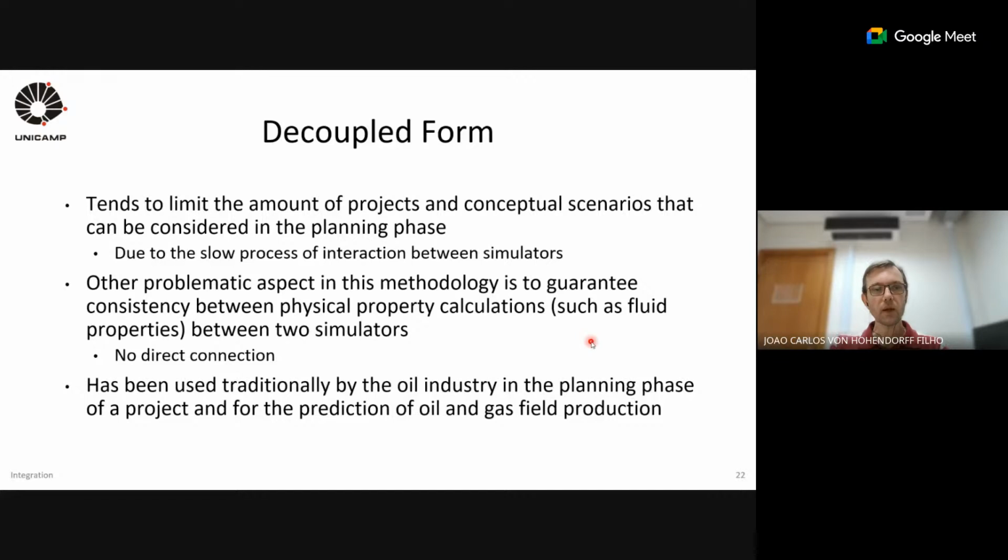Another problematic aspect of this methodology is that I need to guarantee consistency between the physical properties, for example, the fluid properties calculations between both simulators, because it's not a direct connection. So we need to guarantee this kind of consistency. But it has been used traditionally by the oil industry in the planning phase of a project for the prediction of oil and gas field production. It is a very common approach.